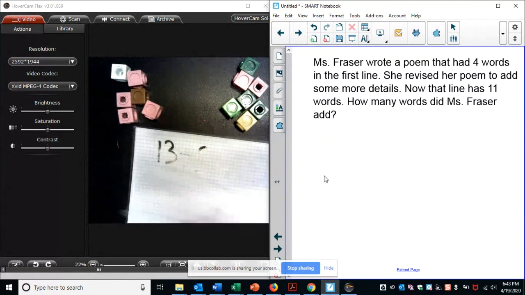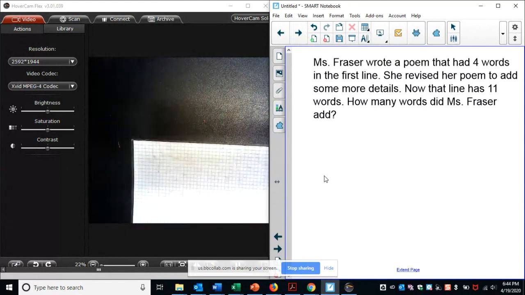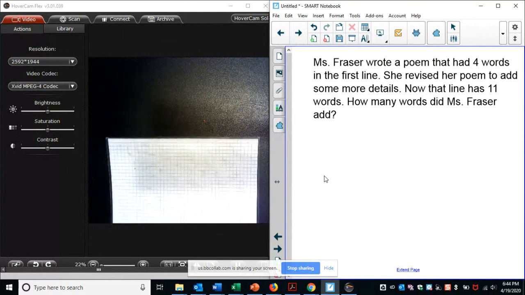I know that Ms. Fraser has been teaching you guys about poetry this week and writing poems, and I know that you guys learned about adding some details to your poem, so I made up a word problem about that. So it says, Ms. Fraser wrote a poem that had 4 words in the first line. She revised her poem to add some more details. Now that line has 11 words. How many words did Miss Fraser add?